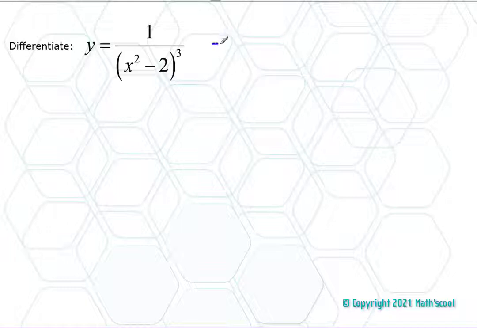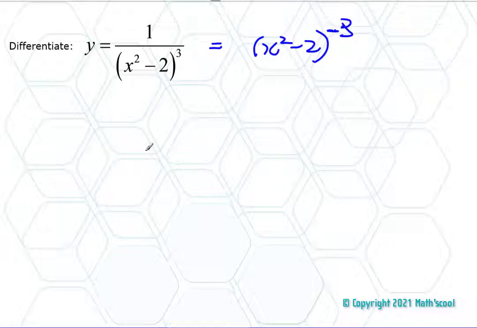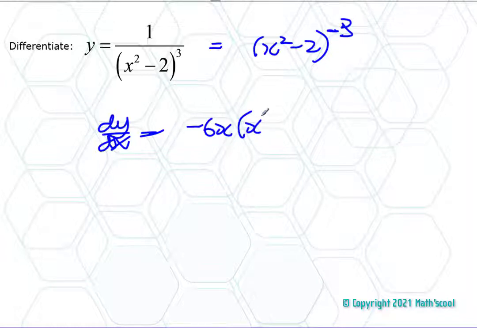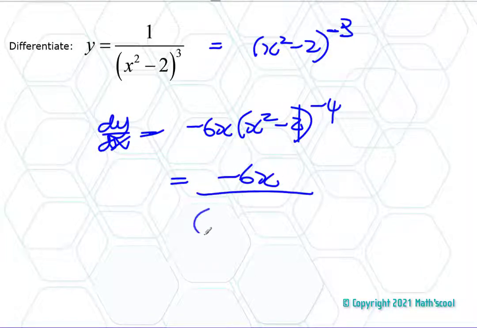Next one, rewrite it using indices, x squared minus 2 to the minus 3. And then differentiate it. All my x's are inside the bracket, so I can use the chain rule. The minus 3 is going to come out. It's going to multiply by the differential of that. It's going to give me minus 6x brackets x squared minus 2 to the minus 4. And that gives me minus 6x over x squared minus 2 to the power 4.